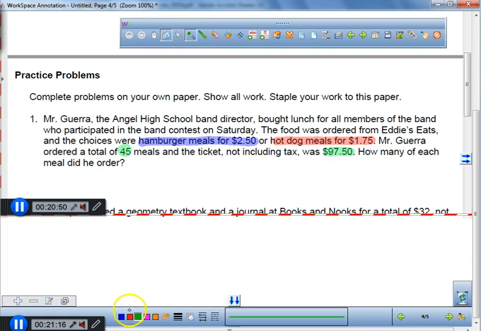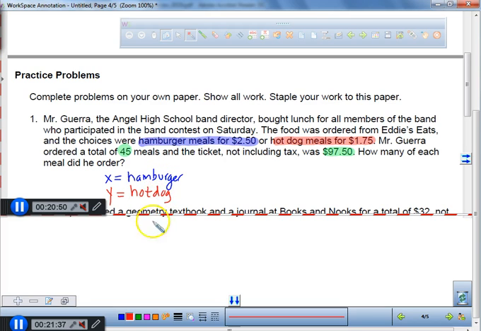Now, we're not going to solve these today. We're just going to set them up. We'll solve them tomorrow. So here's what I want you to do. Write x equals hamburger, y equals hot dog. The meals: hamburger meals, hot dog meals. Now, we know hamburger meals cost more, $2.50. And hot dogs cost a little bit less, $1.75. So there's a total of 45 meals.